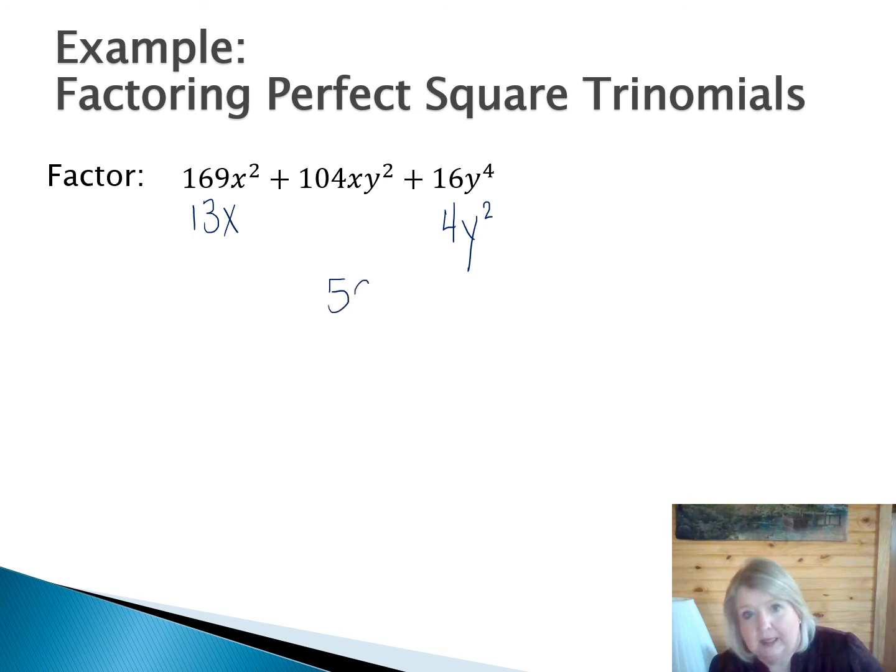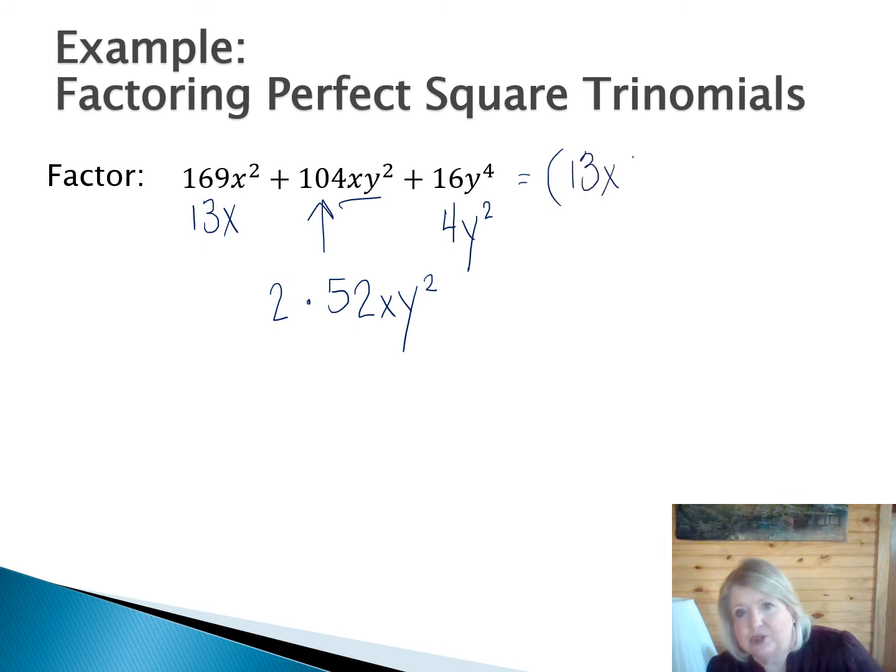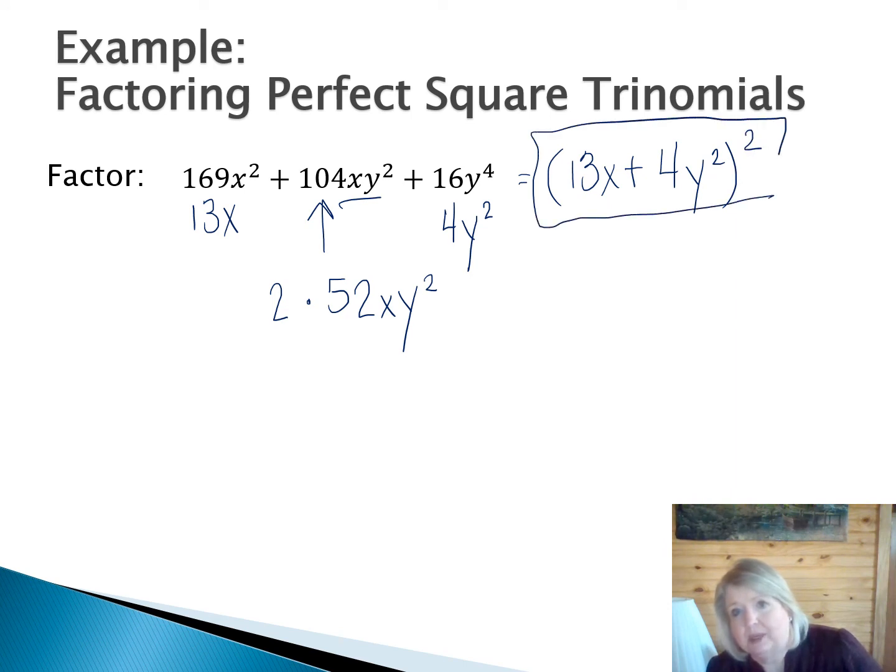Maybe I can, maybe I can't. And that's xy squared. Well, notice I got the xy squared part right. And if I double 52, I get 104. So that was a perfect square. So it's 13x. Now this time my linear term had a plus sign, so I'm going to put a plus there. 4y squared, squared. Much faster, much easier than factoring any other way.